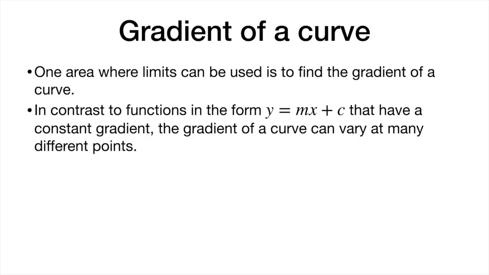So in the last video, we learned about how limits work, but where exactly can we apply them? Well, one useful application of limits is to determine the gradient of a curve at any given point. Now, in contrast to straight line graphs that have a constant gradient, for example 2x minus 3, where the gradient is 2, curves have varying gradients at different points.